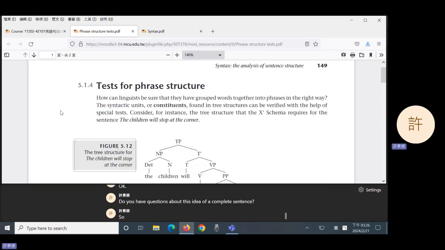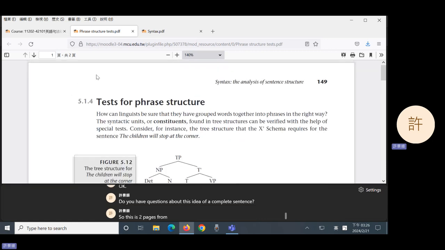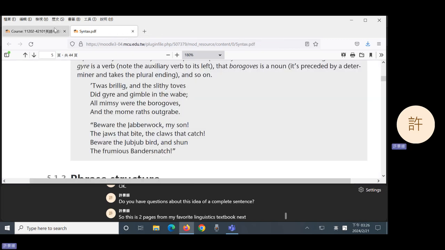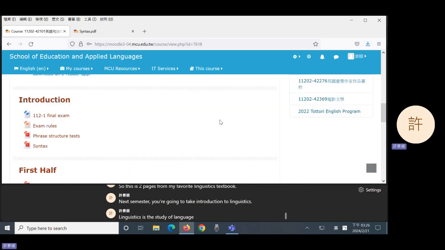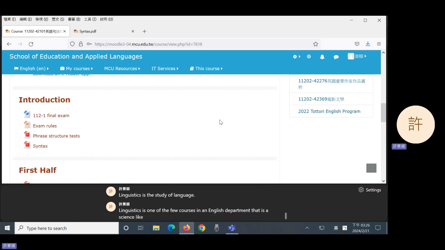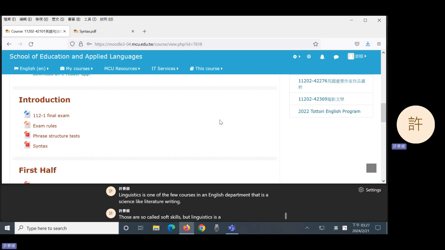So this is two pages from my favorite linguistics textbook. Next semester, you're going to take Introduction to Linguistics. Linguistics is the study of language. Linguistics is one of the few courses in an English department that is a science. Like literature, writing, those are so-called soft skills, but linguistics is a hard science. You will be using things like binary determinations, different kinds of tests. You will be learning phonetic systems, very exciting stuff. But one thing you will not be learning is sentence structure, also known as syntax.